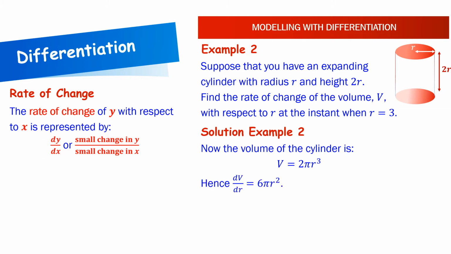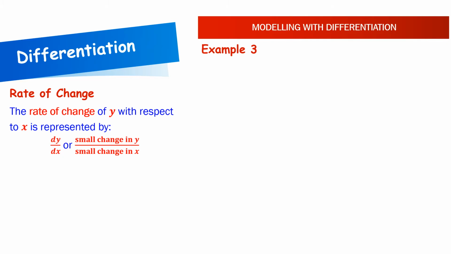And therefore if we differentiate, we obtain 6 pi r squared. Now when r is equal to 3, dV/dr, which is equal to 6 pi r squared, becomes 6 pi 3 squared, because we're substituting r equals 3 into the formula. And this gives us 54 pi. Now let's take a look at another example.